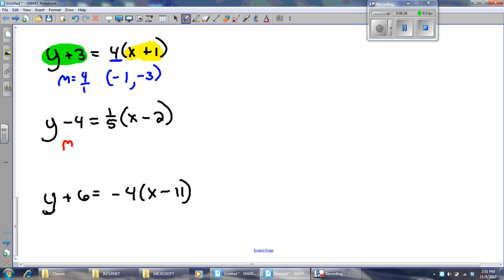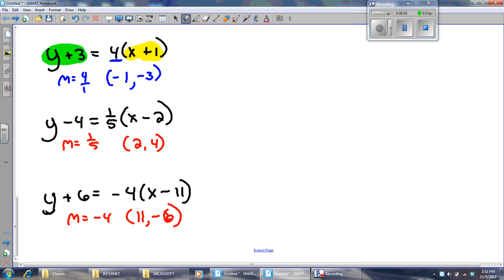Here come my solutions. My slope is 1/5, and the point is going to be 2, 4. On the last one, my slope is negative 4. The point is 11, negative 6.